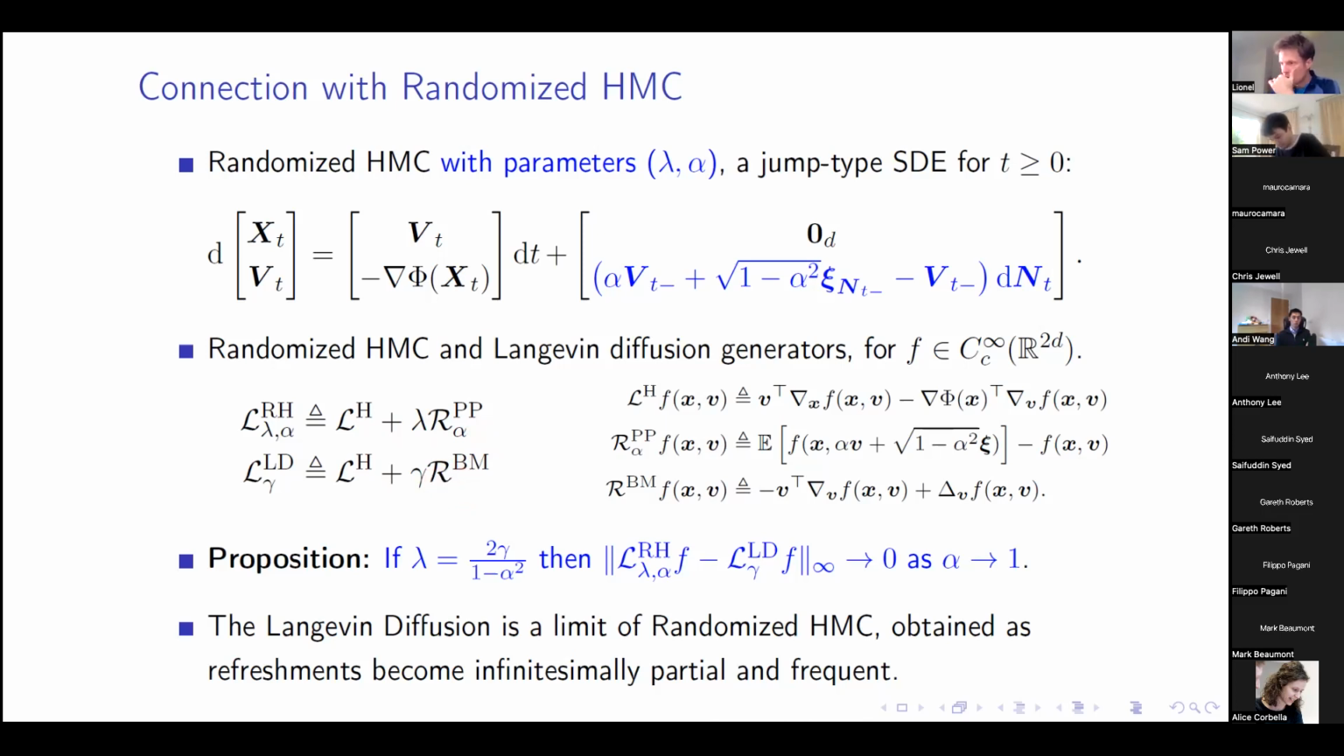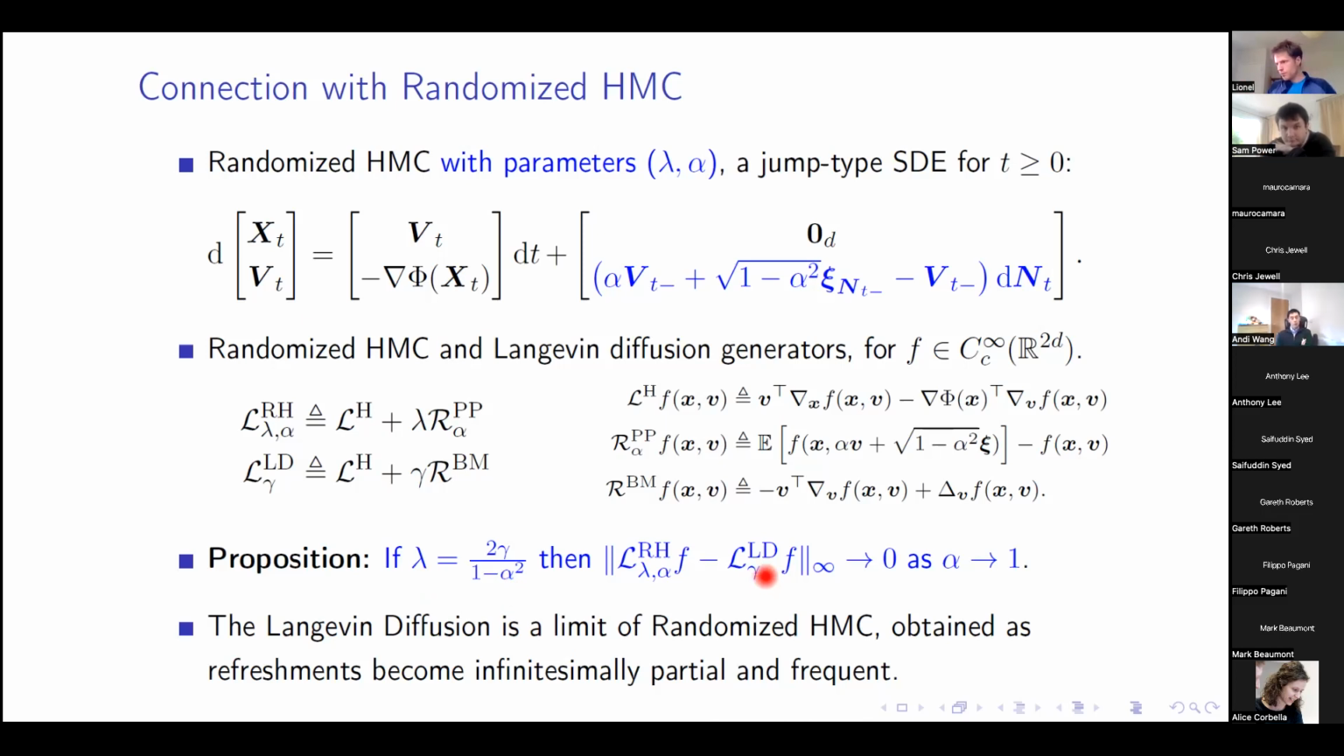Right. And so this first result here is a statement that somehow claims that the two processes can actually be arbitrarily close to each other when you consider partial momentum refreshment that becomes more and more frequent and partial for randomization C. So you think about randomization C with this Poisson process with an intensity lambda and a persistence parameter alpha. If alpha converges to 1, refreshment becomes more and more partial. And if you choose lambda that goes to infinity at this rate, they happen more and more often. And by doing that at a certain rate, you actually converge to the kinetic Langevin diffusion.